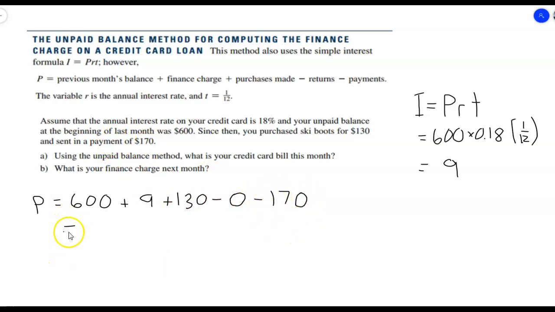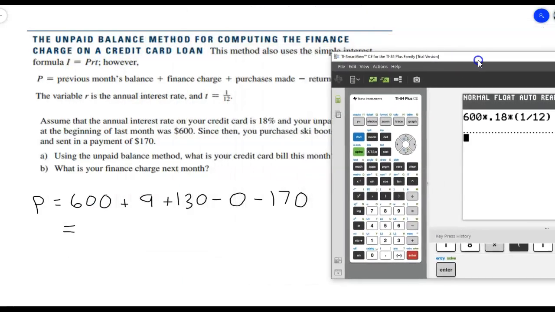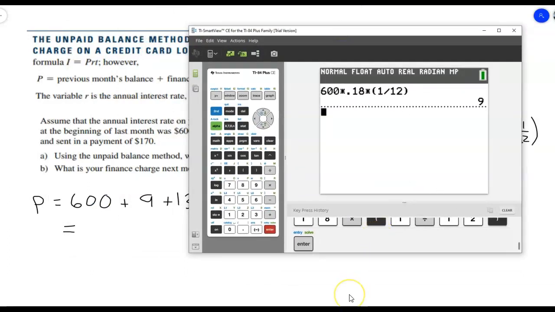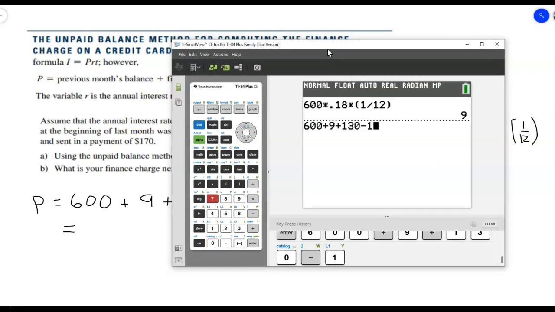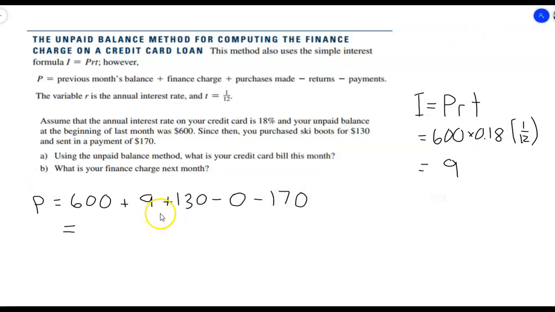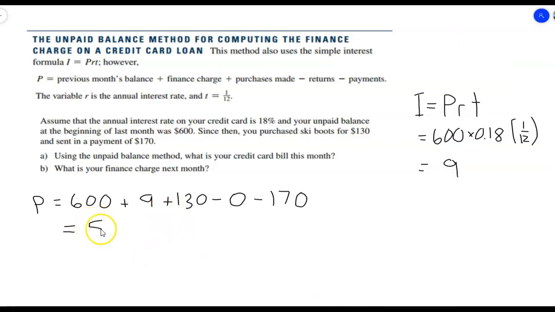All right, so we're just going to put all that in our calculator. That was 600 plus 9 plus 130, and then we subtract out 170. So our new balance should be $569. So that is your credit card bill this month.